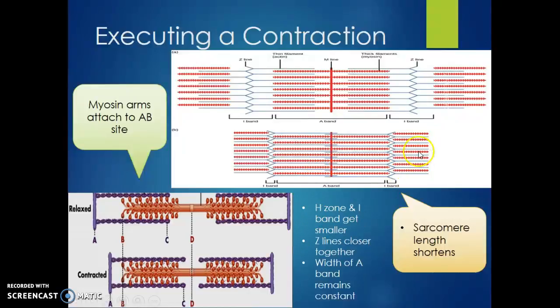The Z lines, which are these lines here, which the actin are attached to, will move closer together because the actin is moving closer to the M line, therefore the Z line will move in too. However, the width of the A band remains constant as myosin does not move during contraction. It's only the actin that moves closer towards the M line.